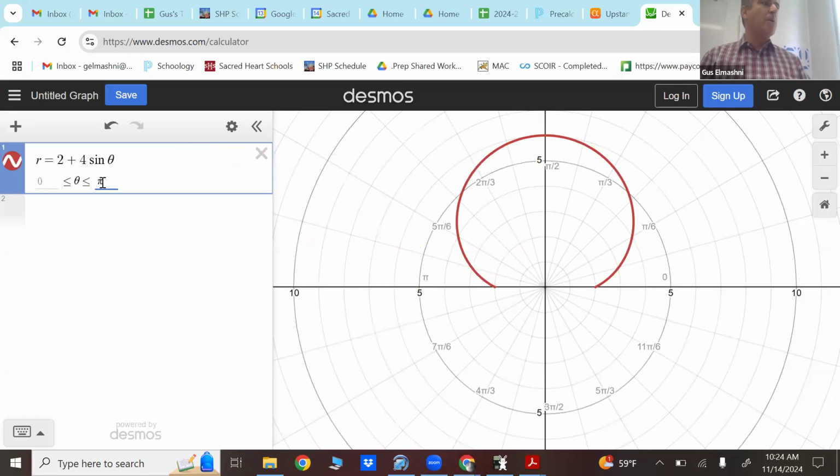When I restrict the domain, I don't see the entire curve. See, when I had 2 pi, meaning no inner loop, yeah, the curve doesn't exist below.